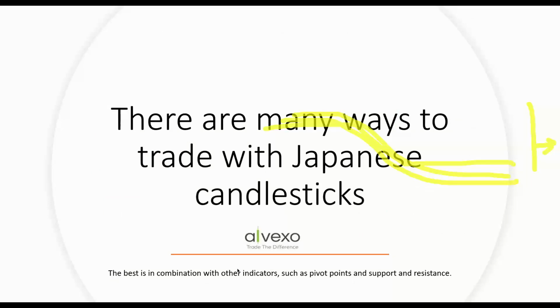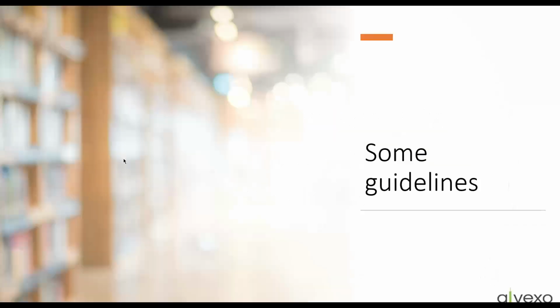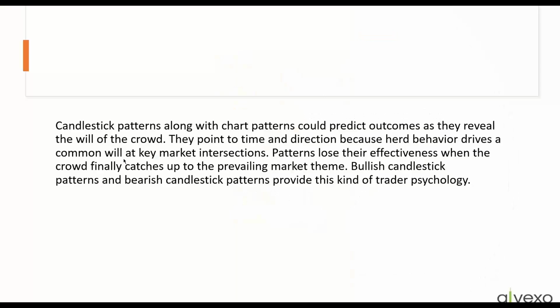So there are many ways to trade with Japanese candlesticks, but it's best in combination with indicators such as pivot points and support and resistance. Japanese candlesticks or candlestick charts should just be your charting method. Now, candlestick patterns along with chart patterns could predict outcomes as they reveal the will of the crowd.